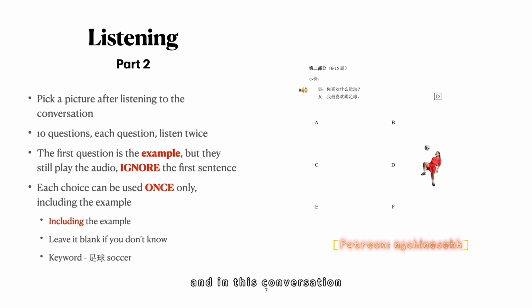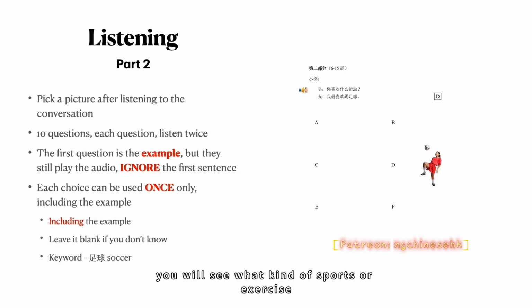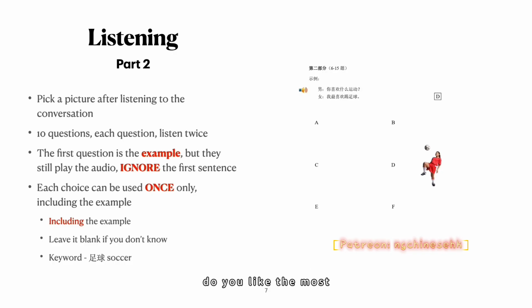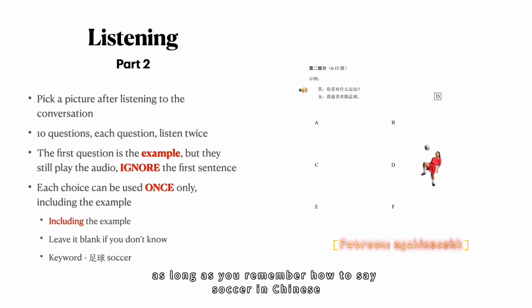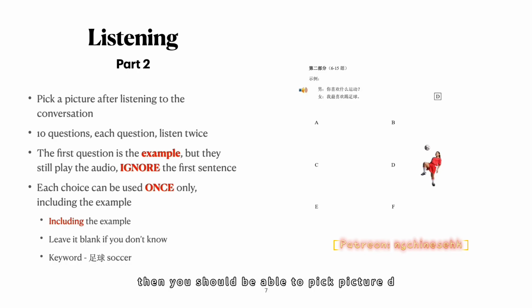And in this conversation, you will see what kind of sports or exercise do you like the most. And she said, I like playing soccer. So the key word here is soccer. Even if you do not know other phrases or the whole sentence meaning, as long as you remember how to say soccer in Chinese, then you should be able to pick picture D.